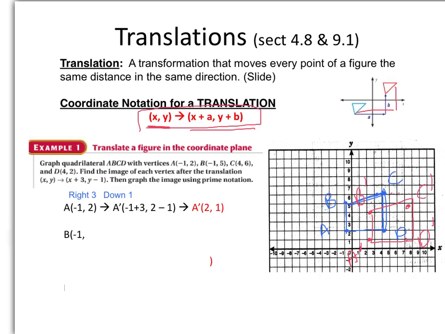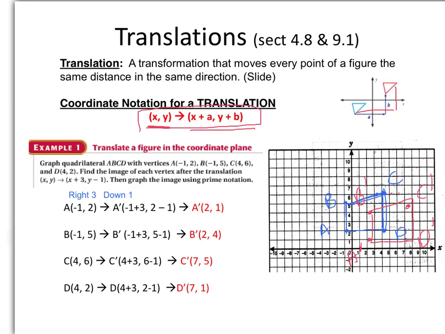Same thing with the B value. There's my point. I add 3 to the x, and then I take away 1 from the y. And when I do that, I get B prime is 2, 4. And then on the C one, I have 4, 6. I add 3, subtract 1 from the y value, so I end up at 7, 5. And finally for D, I do 4, 2. I add 3 to 4, and I subtract 1 from 2, so D prime is 7, 1. So I can do it through points if I like, or I can do it through graphing.